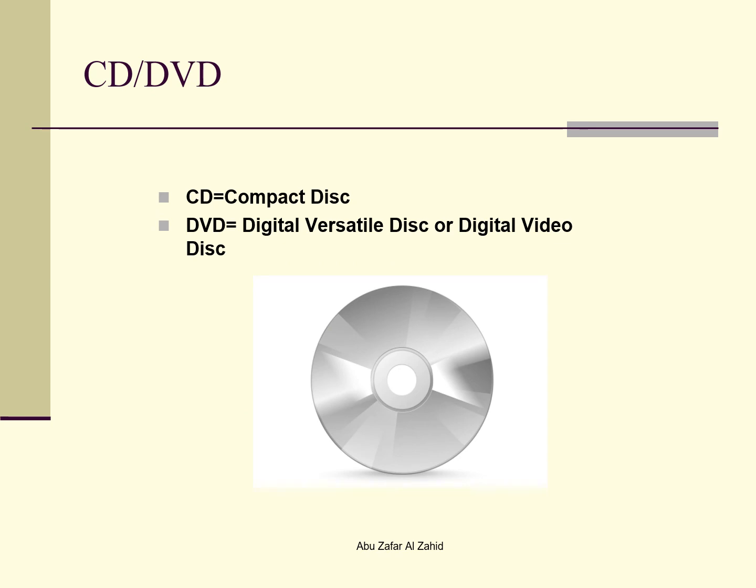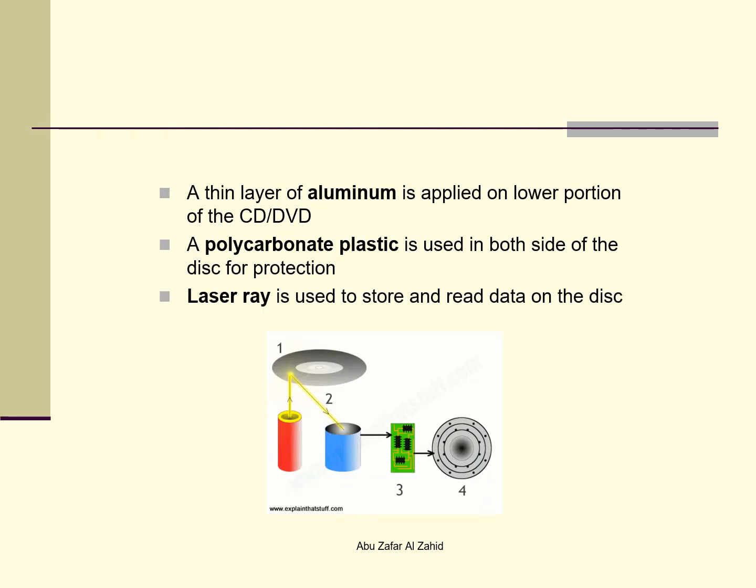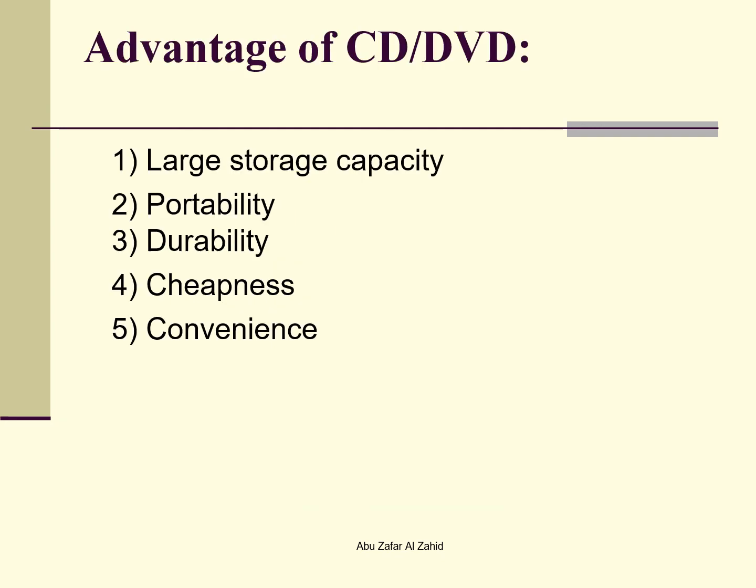CD. CD is also a storage device and DVD is also a storage device. The full form of CD is compact disc and the full form of DVD is digital versatile disc or digital video disc. A thin layer of aluminum is applied on the lower portion of the CD or DVD. A polycarbonate plastic is used on both sides of the disc for protection. Laser ray is used to store and read data on the disc.